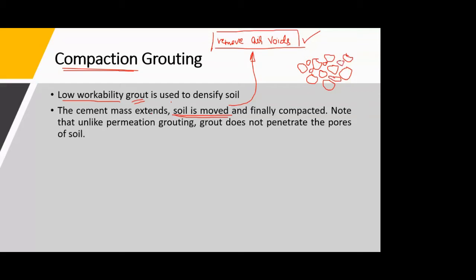Now, I'm injecting some grout in this. Suppose I inject the grout over here. This is the entry point of that grout.